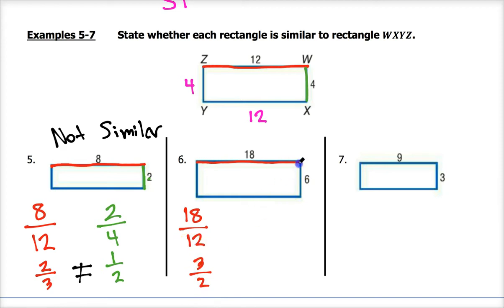Now let's look at this right side here. This rectangle measures 6 units, and we're comparing it to 4 units for our top rectangle. 6 to 4 reduces to 3/2, 3 to 2. So both of these ratios are equal to 3/2, and so because these ratios are equal, we could say that number 6, this rectangle, is similar to our original rectangle. So these are similar figures for number 6.